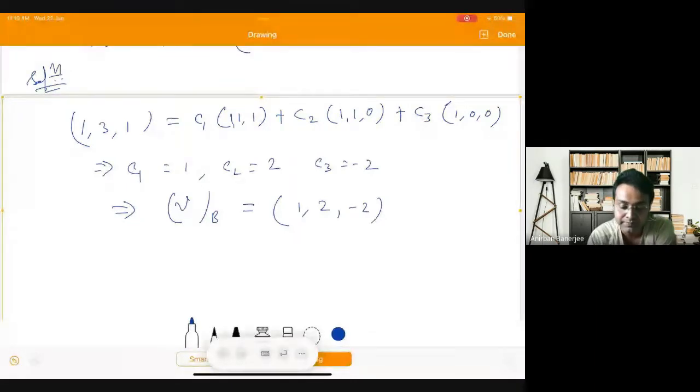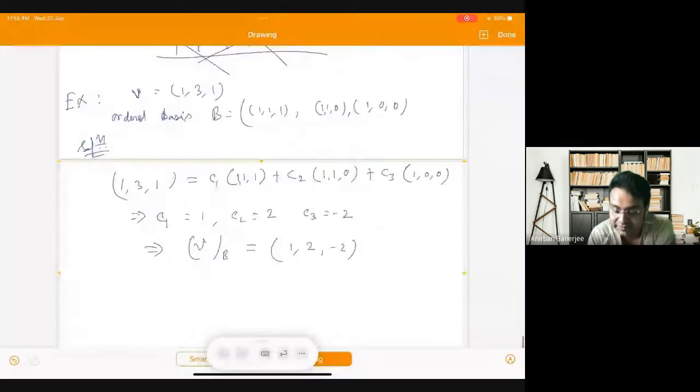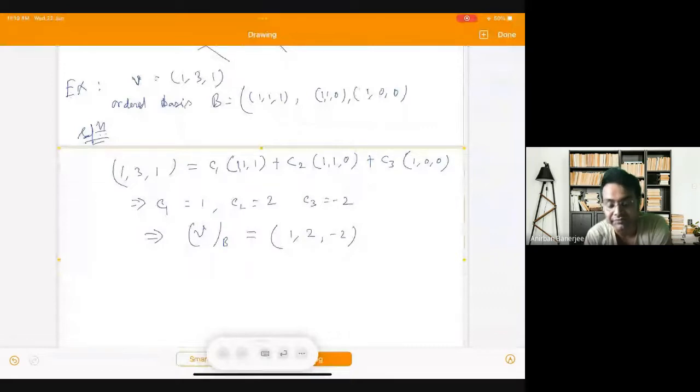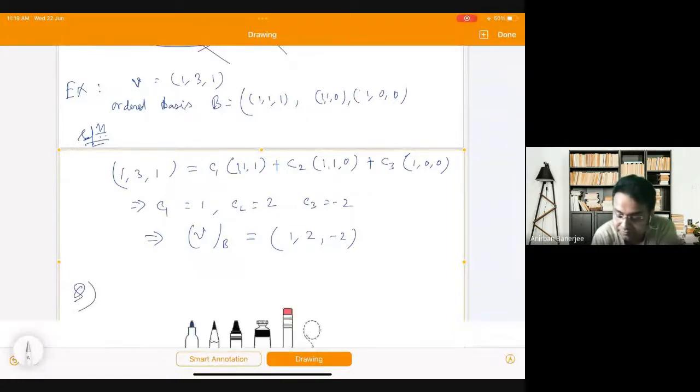Okay, is it clear? This is the same vector, but we are representing it with a different coordinate system. The coordinate system is based on this set of bases. Okay. If it's clear for you, then try to figure out the next one at home.